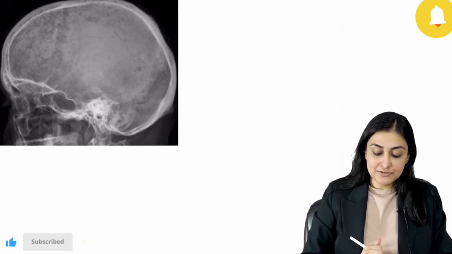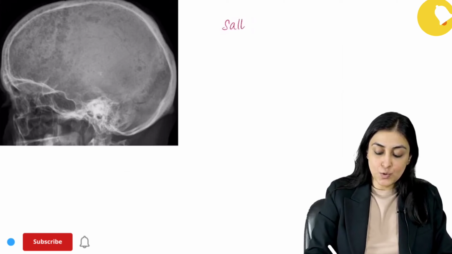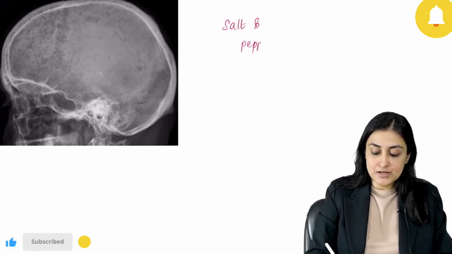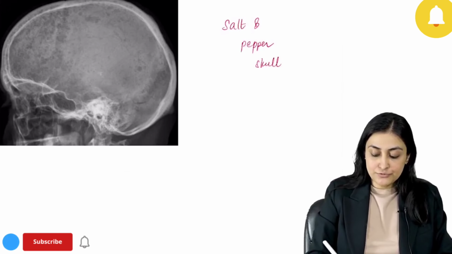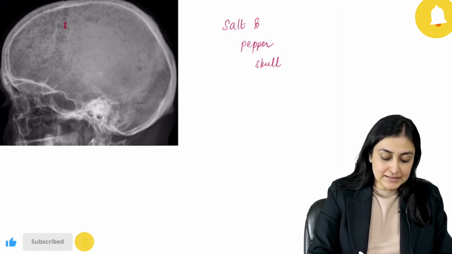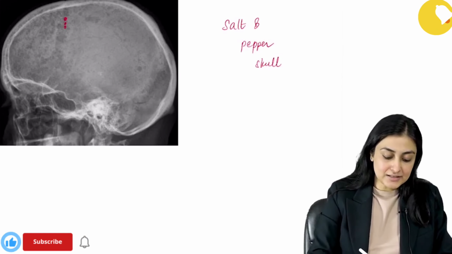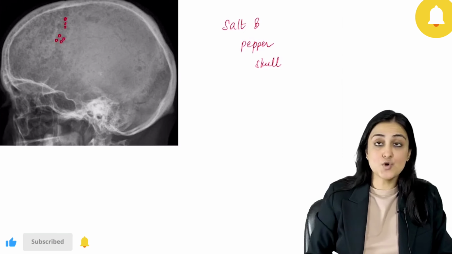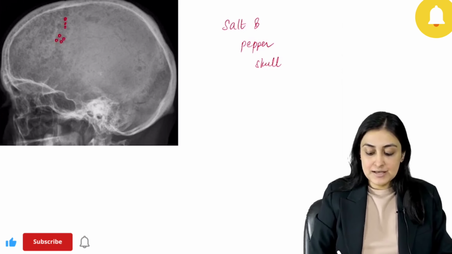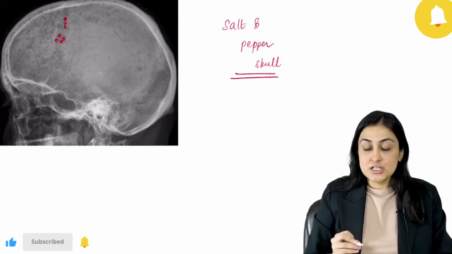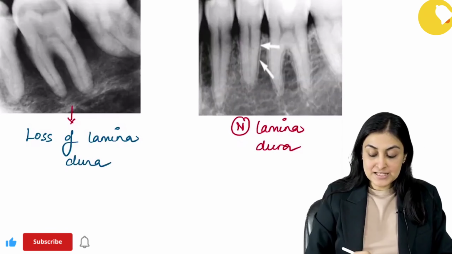In the skull, what is the kind of appearance we are going to see? So this is called the salt and pepper skull appearance, wherein you would find that there are these very tiny resorptions. Do you see that there are these various areas of bony resorption throughout the skull? So this is referred to as salt and pepper skull appearance. Again, what else will we find?